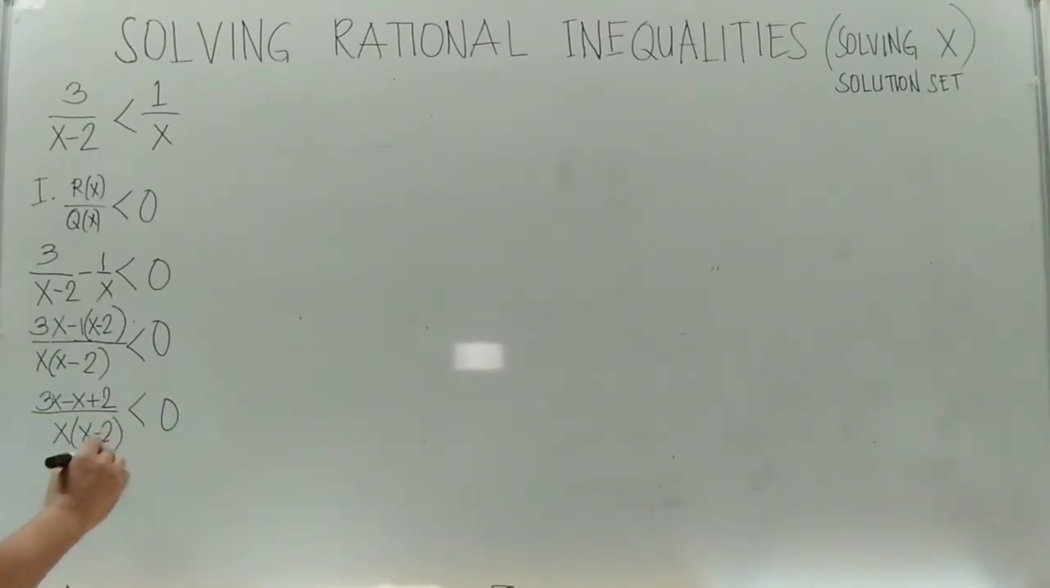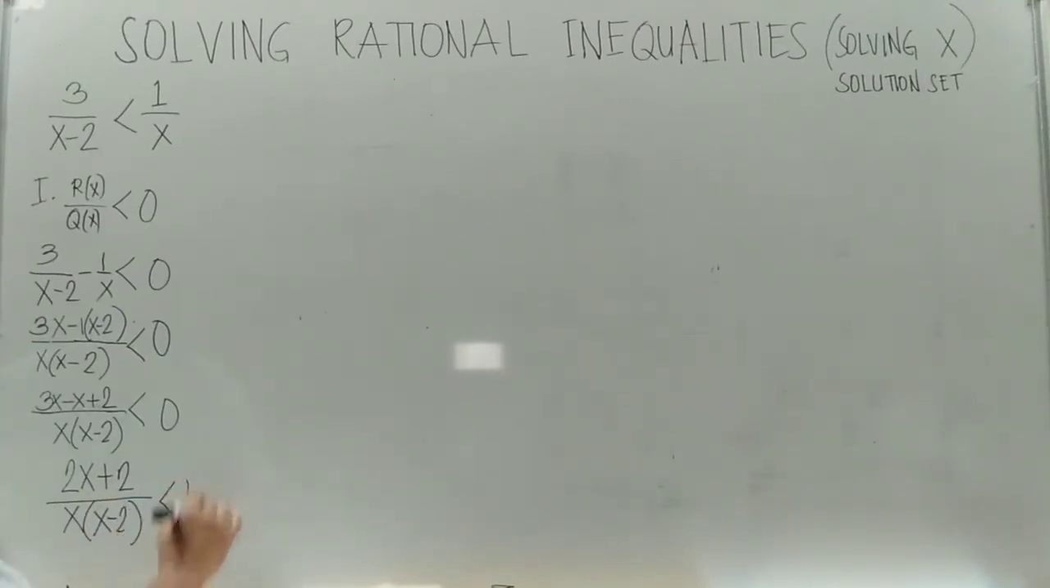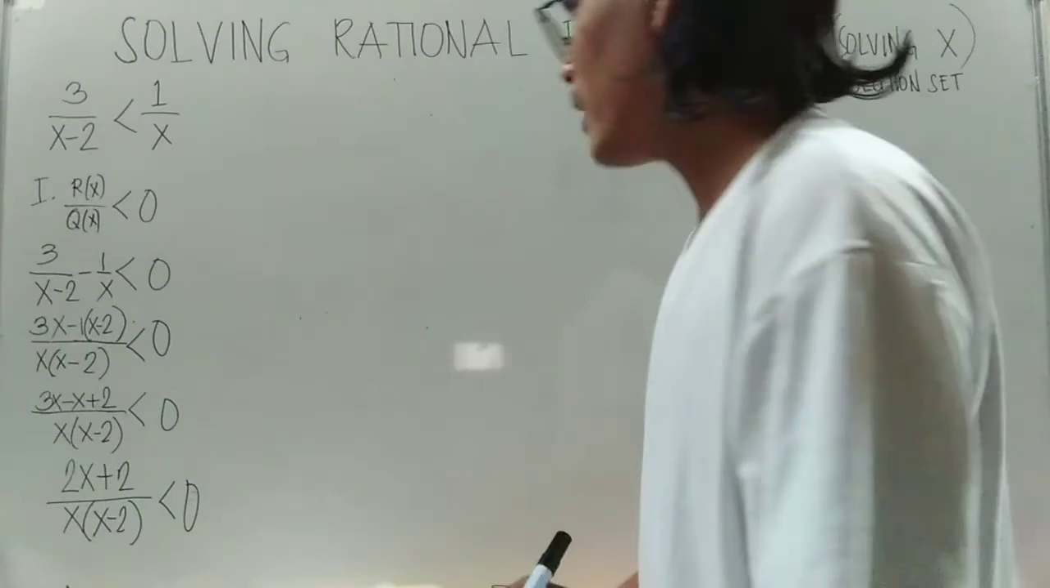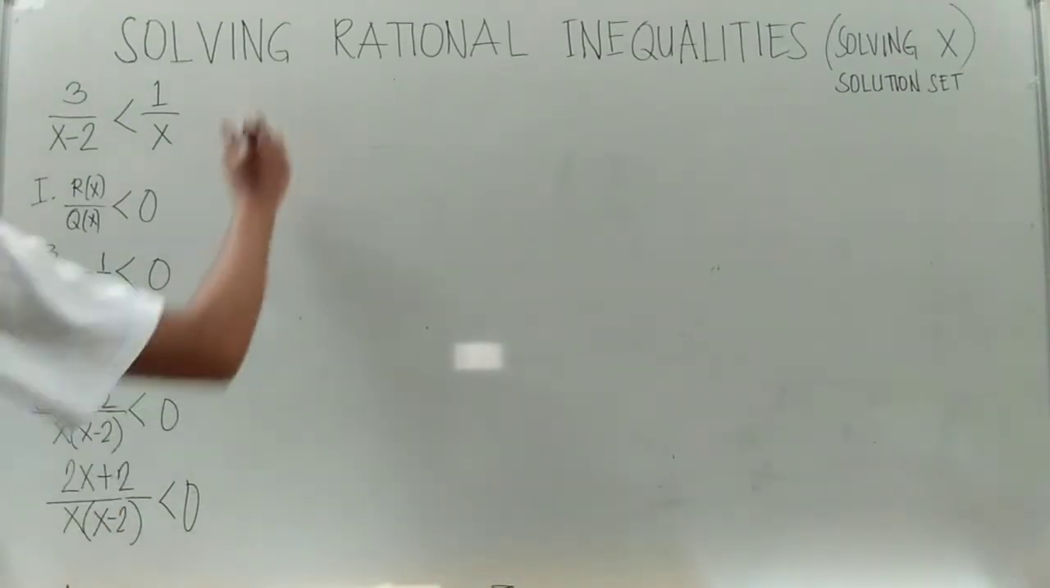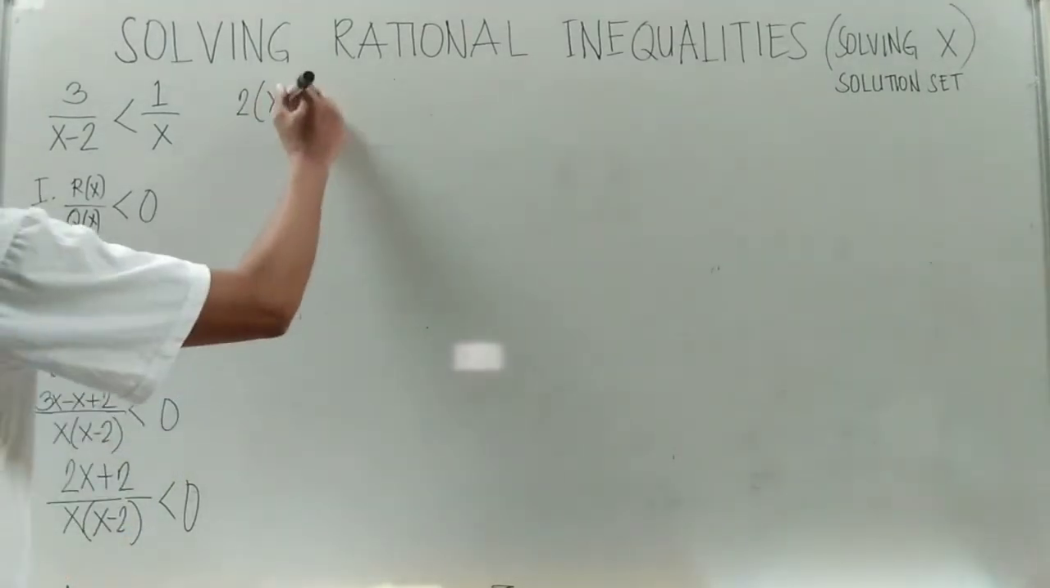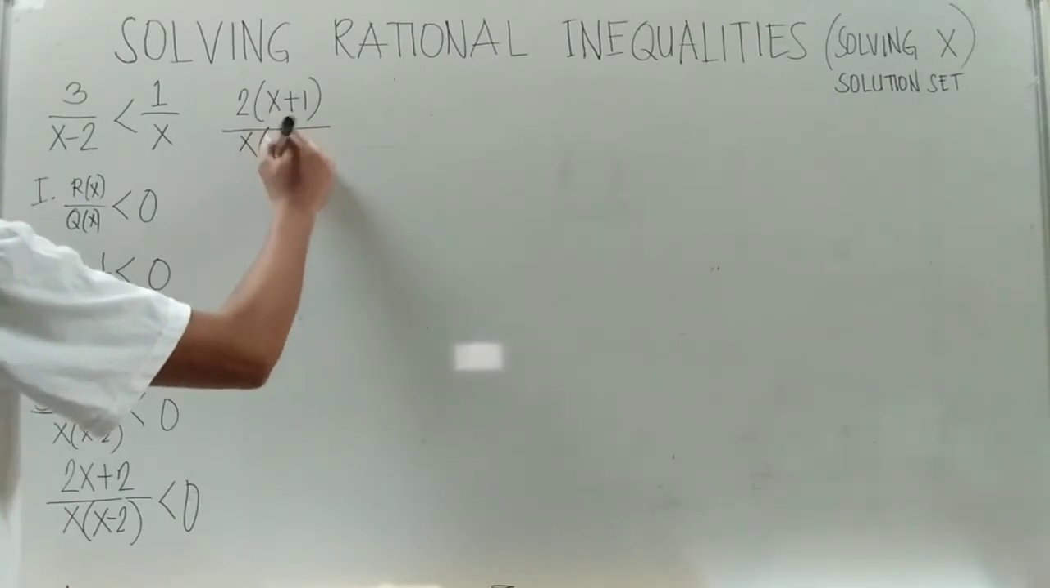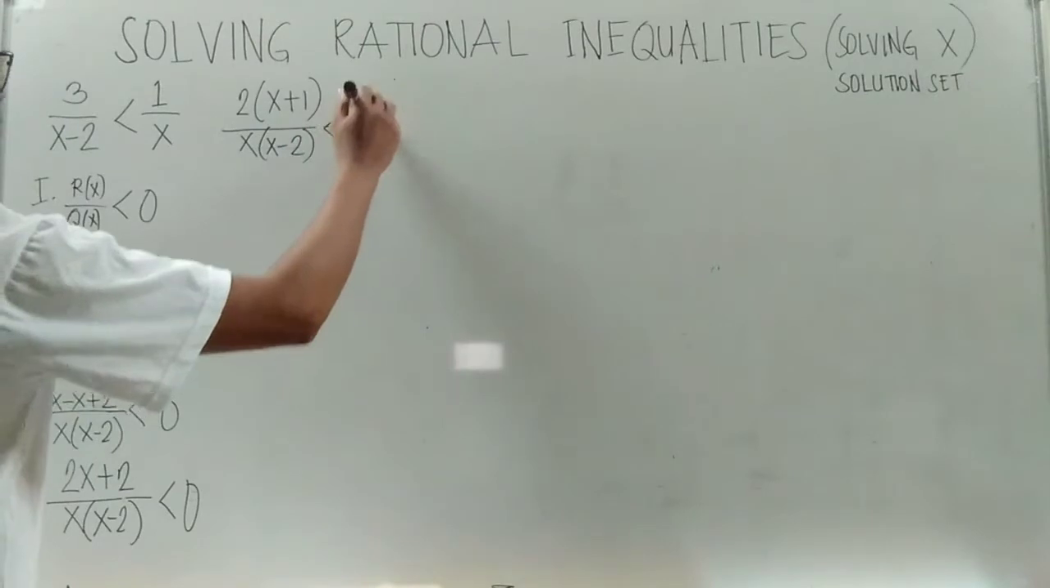Do not multiply it by distribution property. Just let it as in factor form. Okay? Then simplifying, we have 3x minus x is 2x plus 2 over x times the quantity of x minus 2 is less than 0. Okay? So if you can see, we can still simplify your numerator because 2x plus 2 has a common factor. So simplifying, on the top, we have here the common between 2x and 2 is 2. So we have 2 times x plus 1 over x and x minus 2 is less than 0.